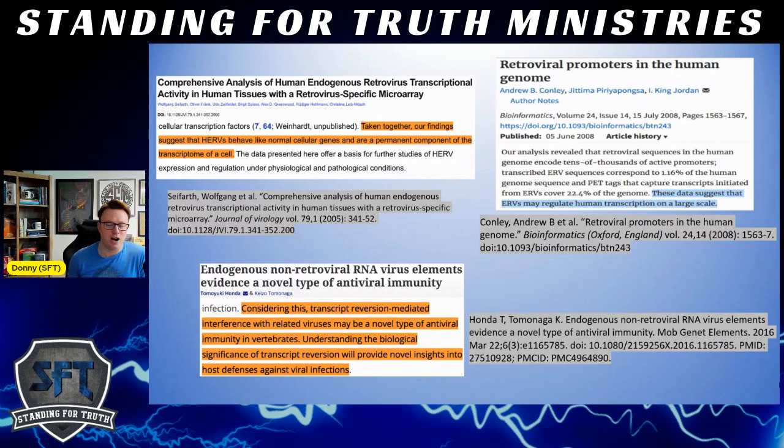Endogenous non-retroviral RNA virus elements evidence a novel type of antiviral immunity. It's all over the place, guys. Screenshot this, look up the sources yourselves. And any time that they invoke co-option, they're not actually providing evidence for it. They're basically just saying, well, you know, these functions were co-opted, but no evidence for it. It's the evolution story integrated into these technical papers.